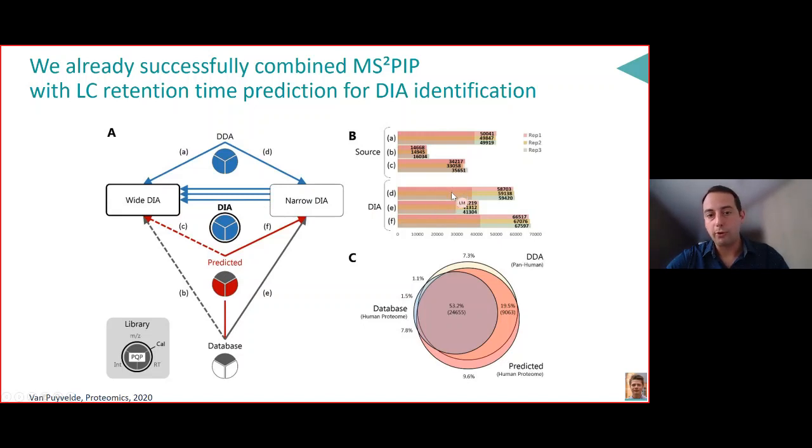But we also outperform D, which is the most comprehensive human DDA-derived spectral library, and we actually outperform that because we can take the whole database, not just what has been seen before. We predict the fragmentation spectra with MS2PIP, predict the retention time with a retention time prediction algorithm like DeepLC, then calibrate with narrow window DIA, and then apply it to the wide DIA data and get many more results.